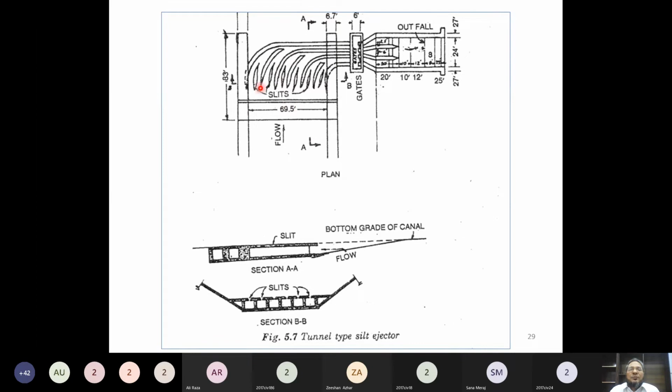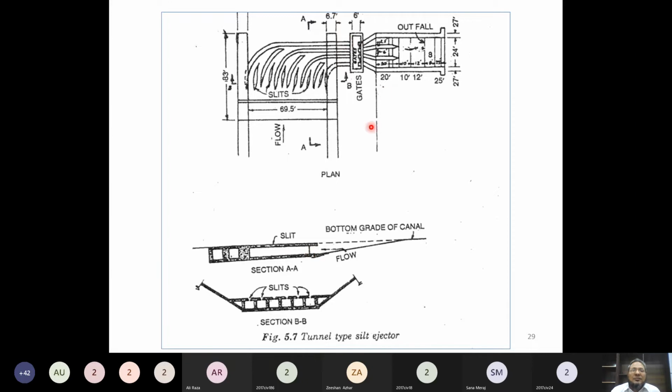Whereas the water from the upper layers, which carries less sediments, is basically discharged on downstream of the silt ejector in the canal. Now, this is the section AA. Where is AA? This is AA. So if you cut here and see from the front side, you will find these two tunnels. So these two tunnels, and with the slab you can see, and then from this side you will see this passage. So that is visible.